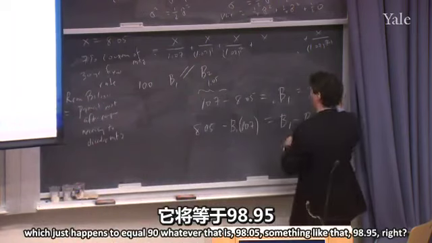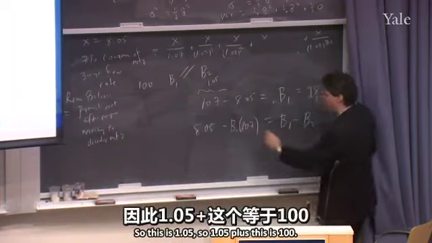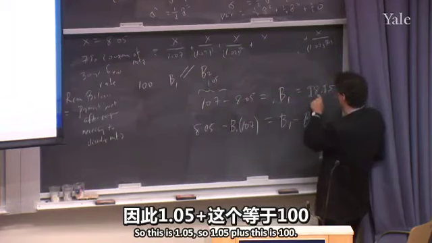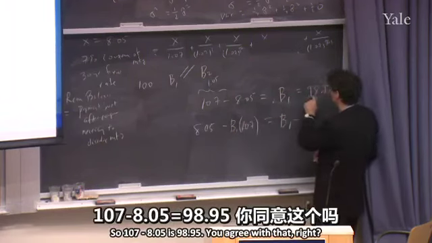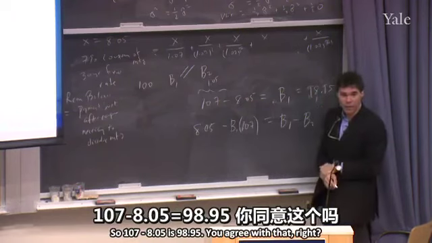98.95. Right? So this is 1.05, so 1.05 plus this is 100. So 107 minus 8.05 is 98.95. You agree with that, right?